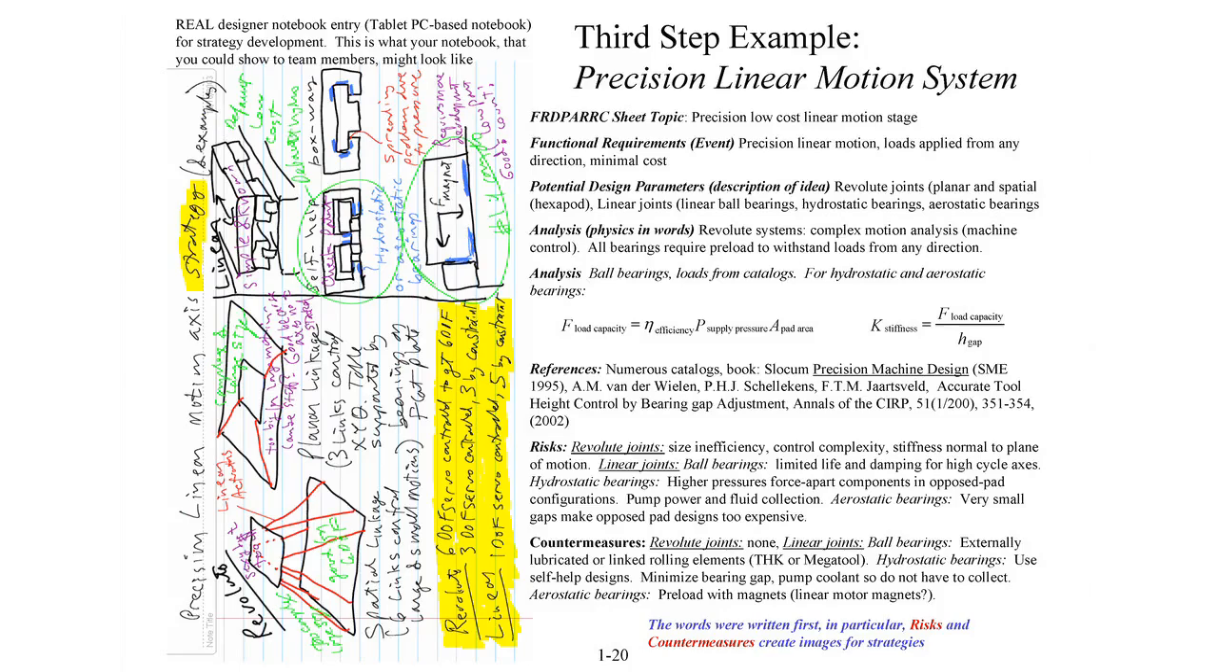So in your design notebooks, you should be writing down: here are the functional requirements, what I want to do; here are the design parameters, how I think I'm going to do them; here's the analysis, physics in words, analysis in equations; references, where I got the ideas from; and the risks and the countermeasures. Force yourself to write it down and go through it.